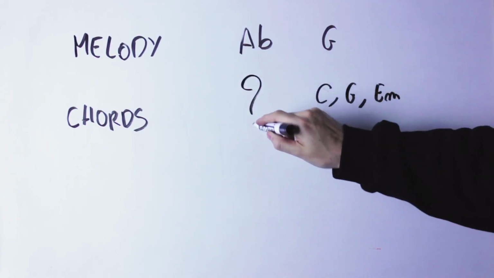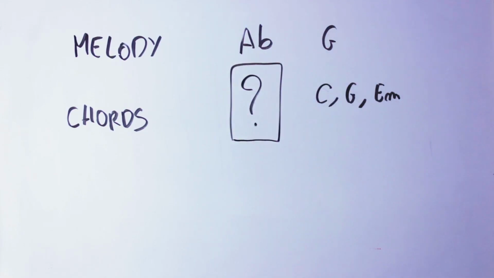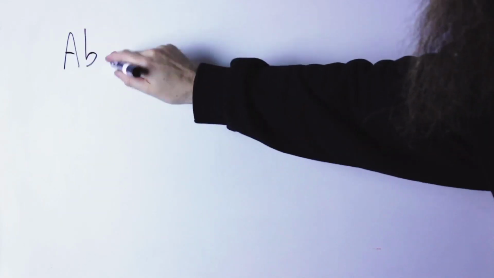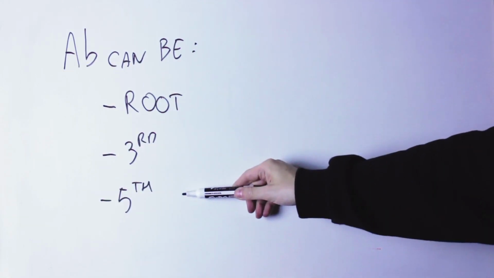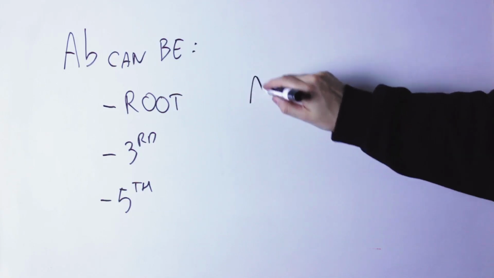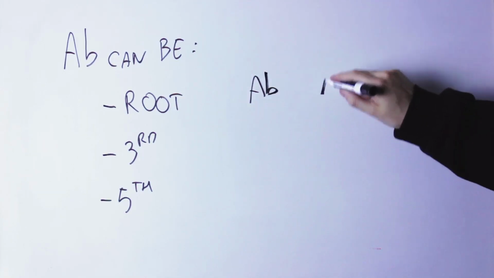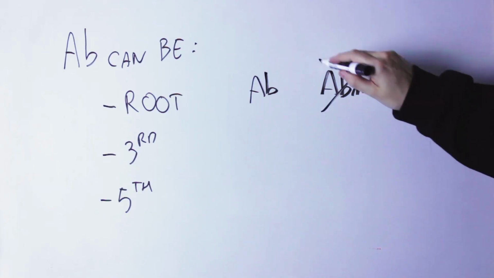But what chords do contain the A flat note and work well in the context of the C major scale? Well, let's go at it systematically. The A flat note could be the root, the third, or the fifth of a chord. The A flat note could be the root of A flat major. It could also be the root of A flat minor, but A flat minor tends not to work really well in the C major key.